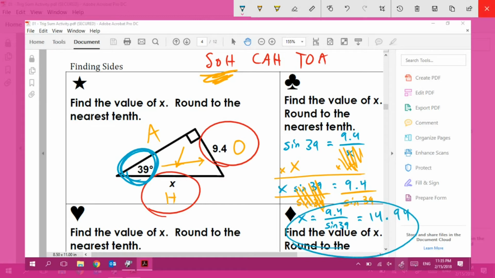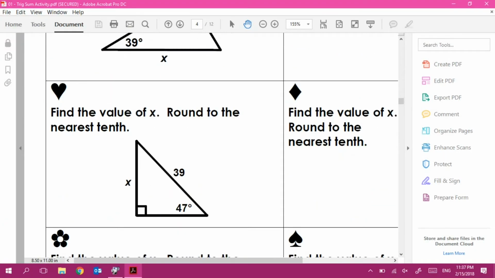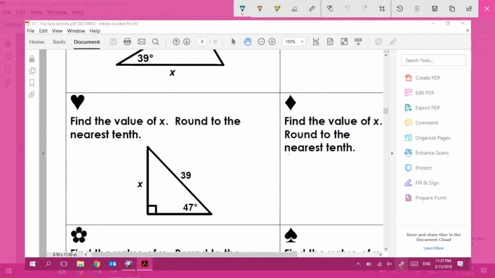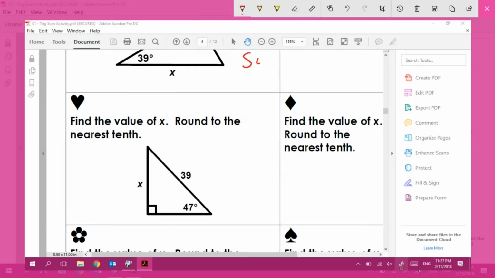Let's do another one, shall we? Let's do the heart, which is right under that star. So if you look at this one, first things first, once again, I'm going to go ahead and write SOHCAHTOA. And then we're going to label our sides. Hypotenuse across from the 90-degree angle. Opposite across from the angle that's given to us. And adjacent is what's left over.